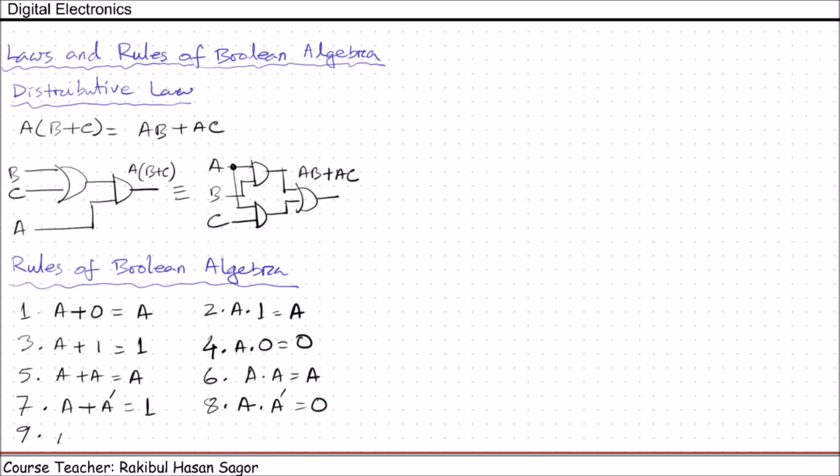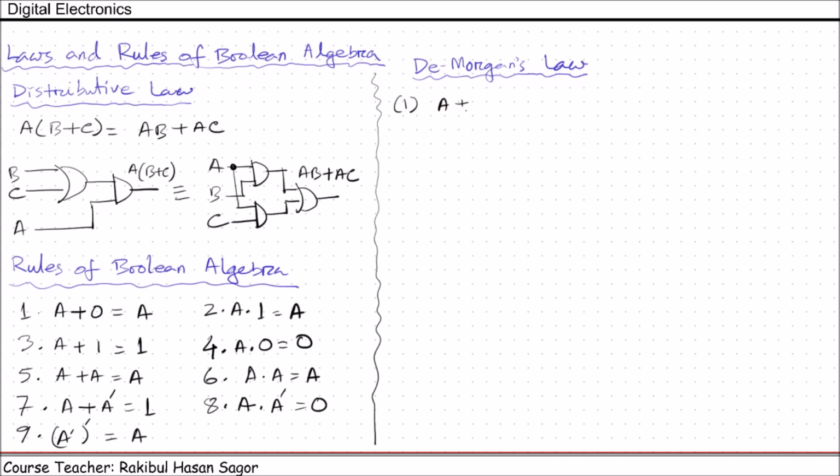Next, A prime whole prime will return you A. The primes will cancel out. If you take the inverse of the inverted function, then you'll retain the original function. Finally, we'll see De Morgan's law. De Morgan's law for two variables can be expressed in this format: (A + B)' equals A'B'. And (AB)' equals A' + B'. This can be proved using a truth table or by implementing the circuit. You'll have a lab session on De Morgan's law.